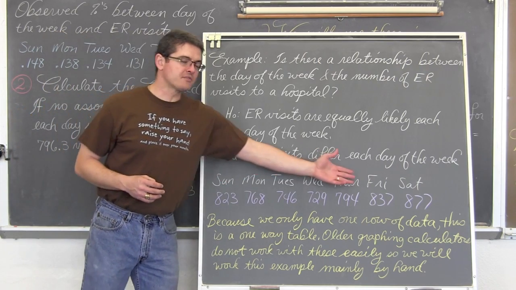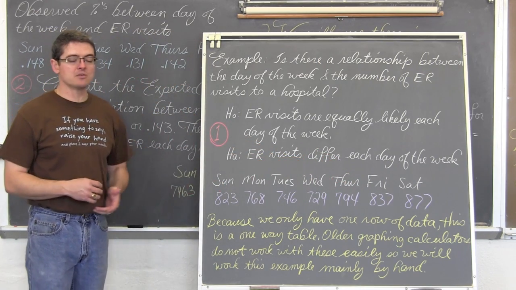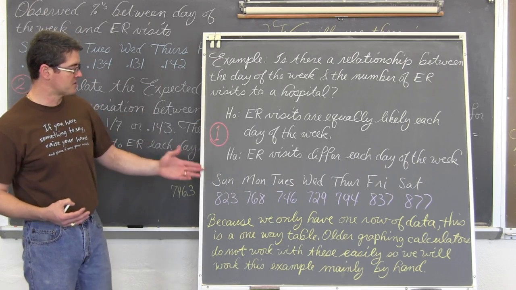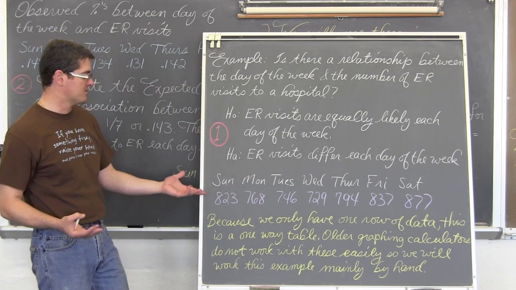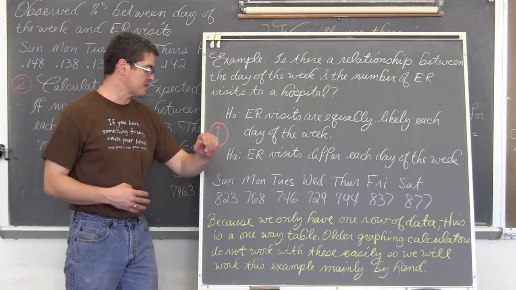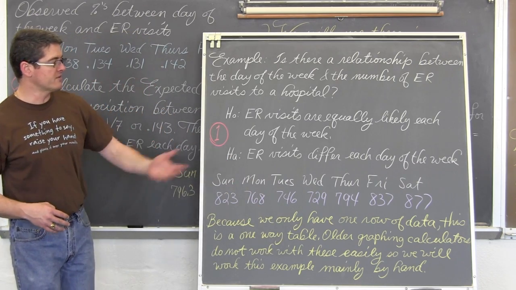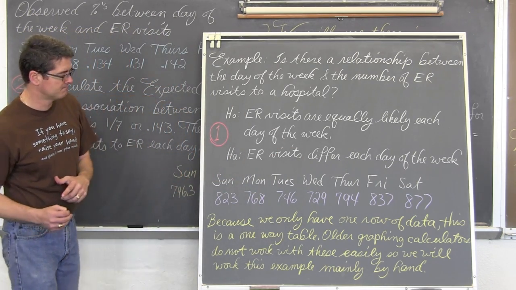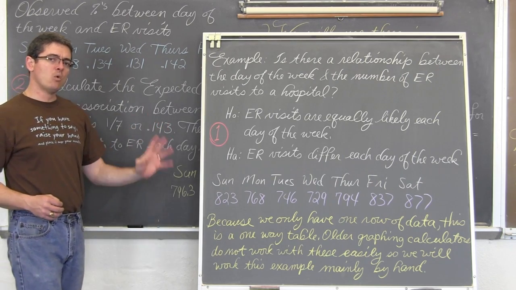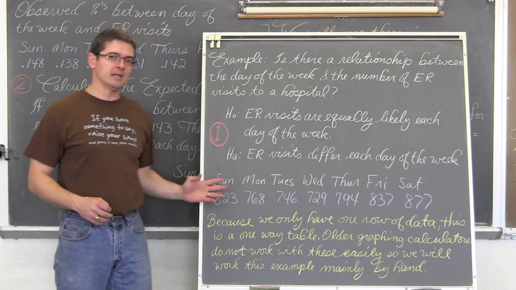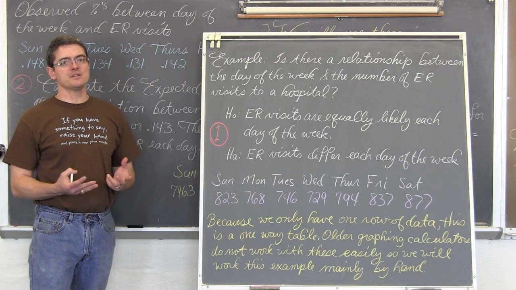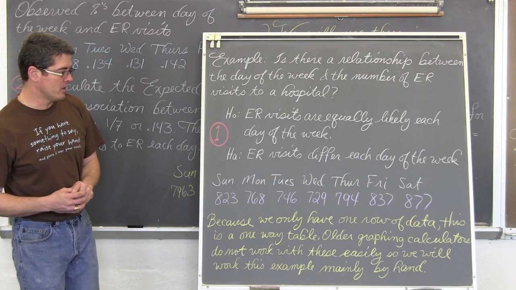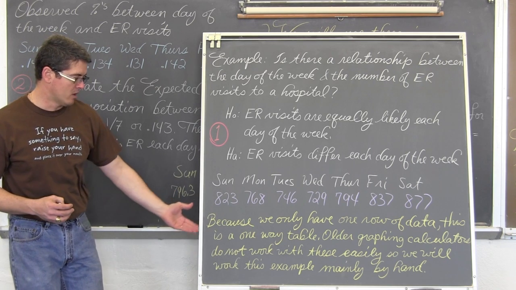So over the 3 months of collecting data, we have these count values for ER visits during the week. Sunday through Saturday, we have the counts of 823, 768, 747, 729, 794, 837, and 877. Now, we would call this a one-way table. There's only one row of data, and we're looking at the number of ER visits per day of the week. Because we only have one row of data, this is a one-way table.